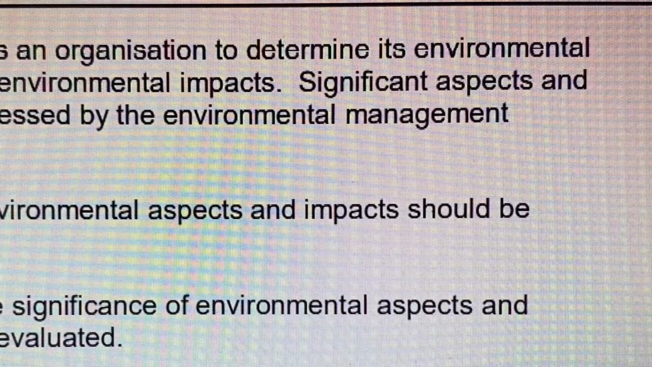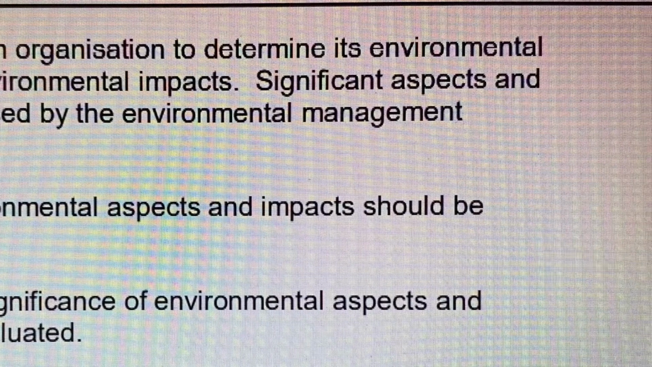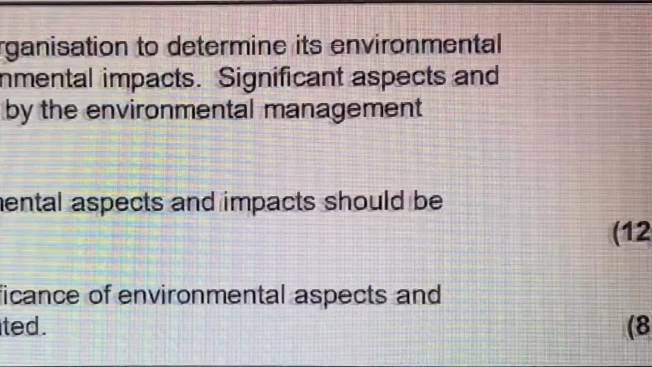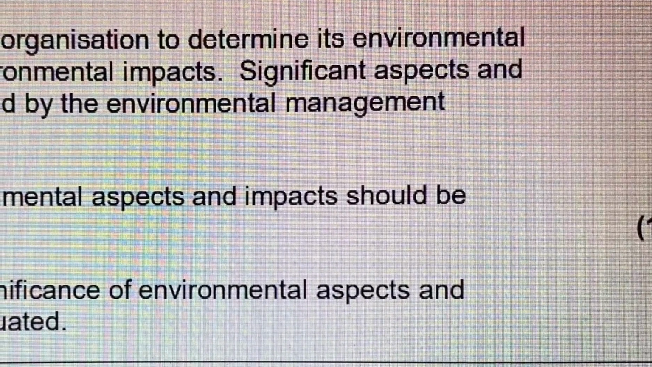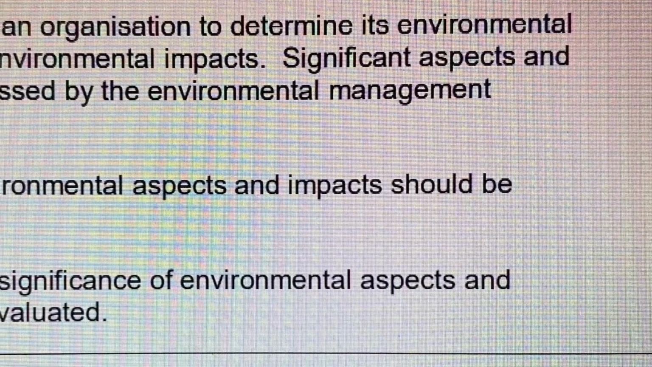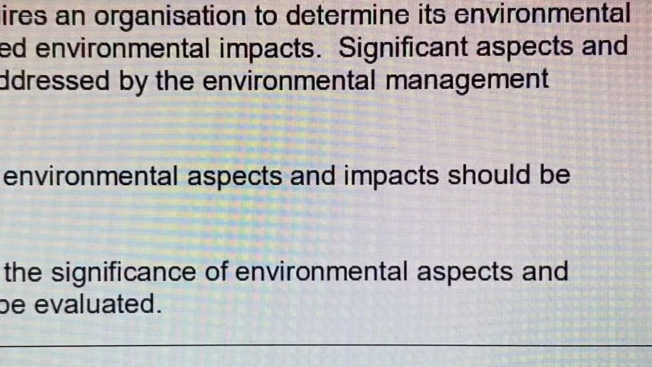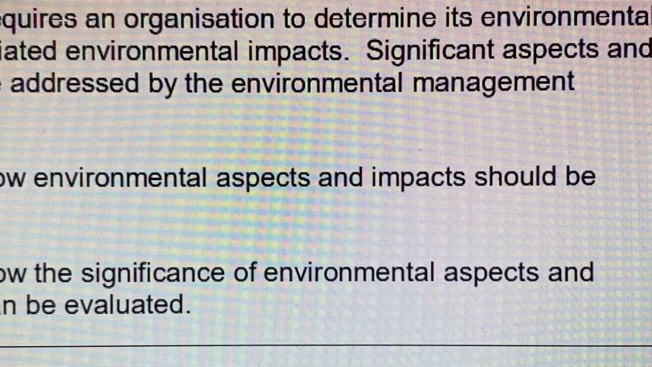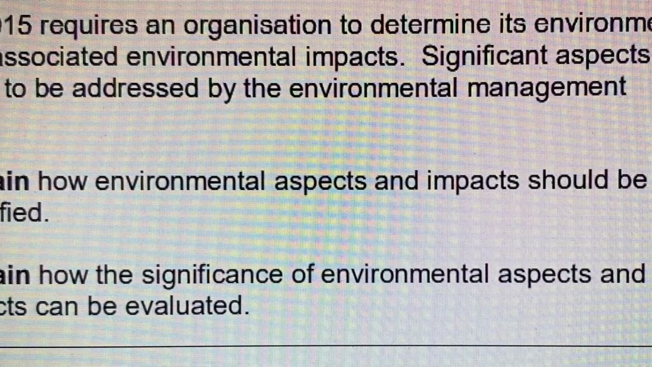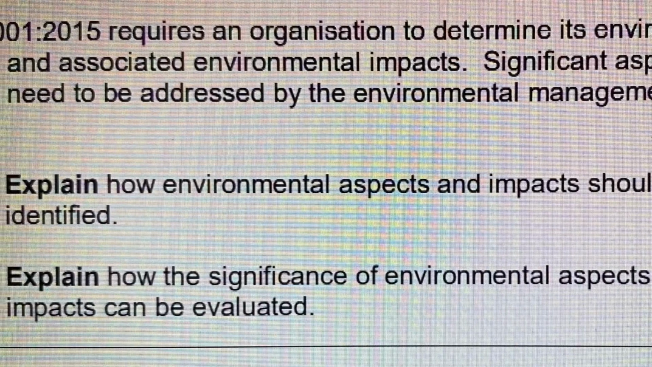The question reads: ISO 14001:2015 requires an organization to determine its environmental aspects and associated environmental impacts. Significant aspects and impacts need to be addressed by the environmental management system. So the question based on this first paragraph is: explain how environmental aspects and impacts should be identified. And the second question is: explain how the significance of environmental aspects and impacts can be evaluated. The first question is 12 marks and the second question is 8 marks.